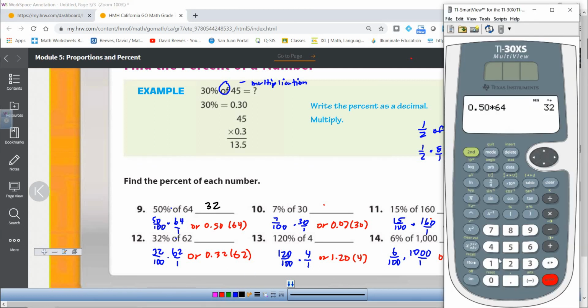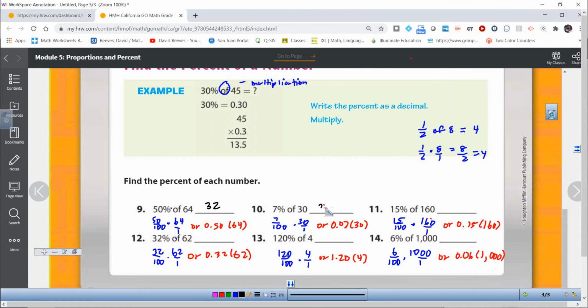All right, then my next one is going to be 7%, 0.07. Right, then I'm going to do that times 30. Okay, and in that one I get 2.1. And by the way, it's always good to think, do my answers make sense? All right, so 50% is half. Half of 64 is 32. 7% is a small amount, right? It is less than 10%. 10% of 30 would be 3, so 7% has to be less than that, so that would make sense.